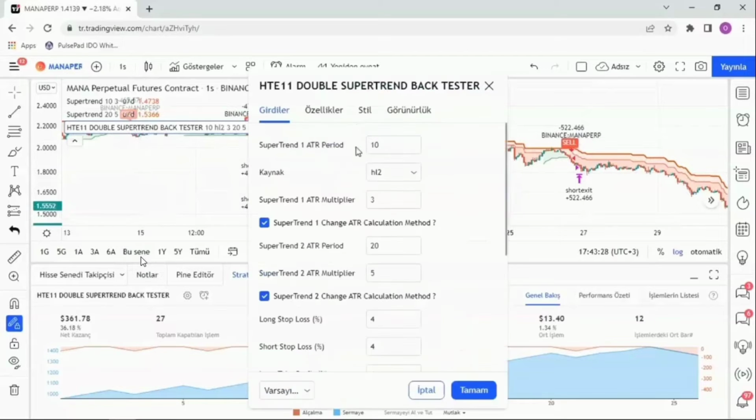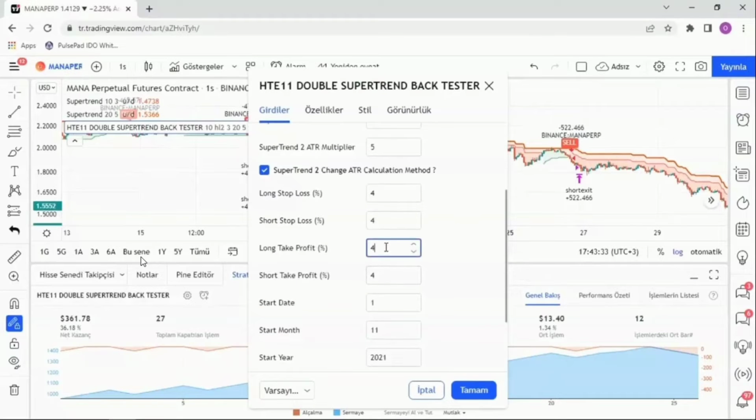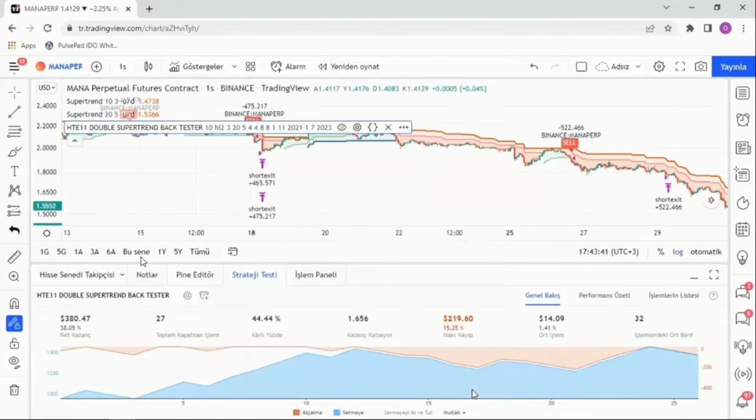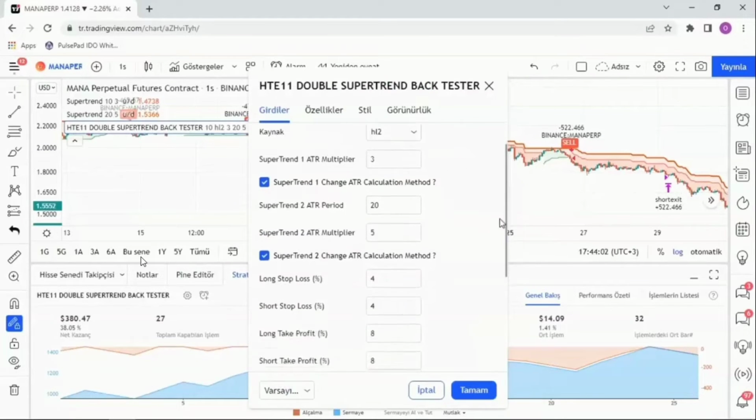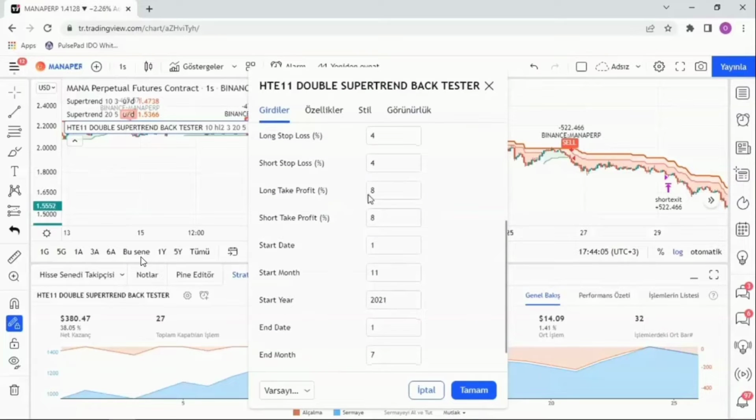Now let's change the risk and reward ratio to 1 to 2. Now we will change the take profit percentages to 8%. And as you can see, our success rate is 44% and net profit is around 38%. For a 1 to 2 risk and reward ratio, a 44% success rate can be considered acceptable. Now let's test it with a 1 to 5 risk and reward ratio, just like we did on the previous one. Our take profit values will be 20%.